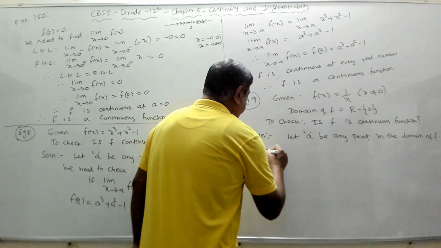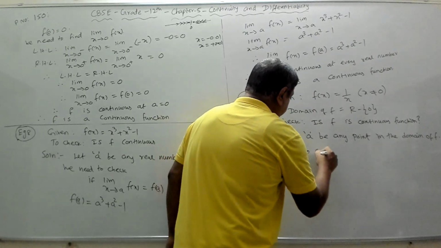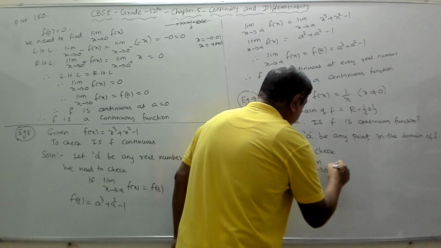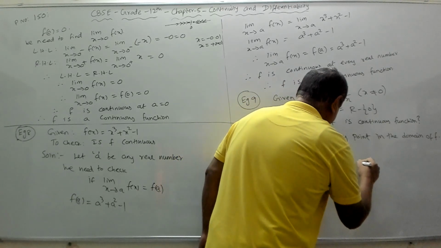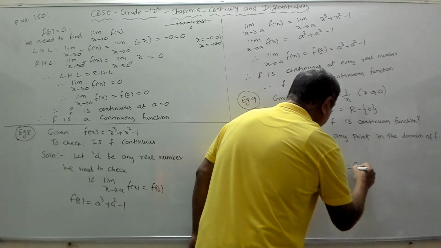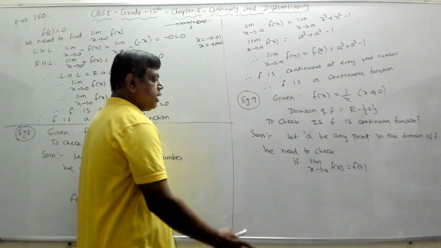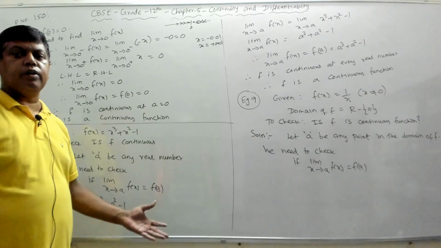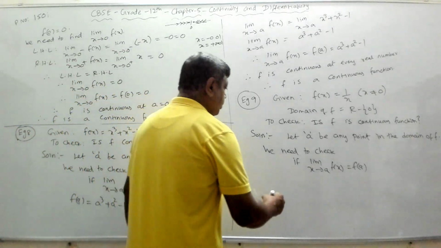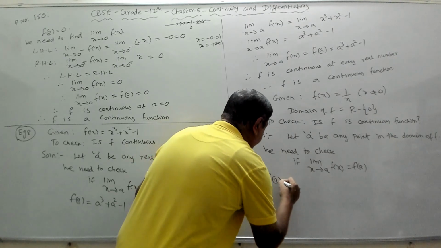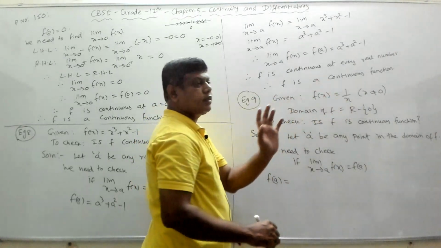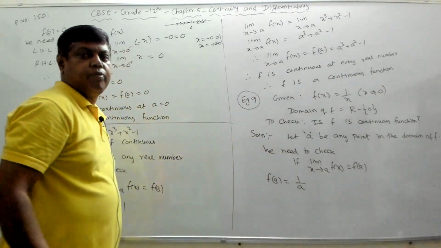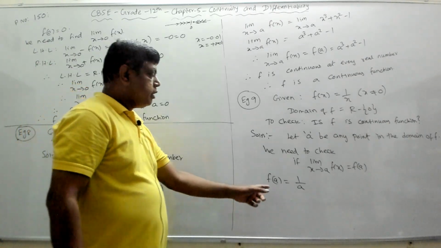Now we need to check if limit x goes to a, f of x equals f of a. We need to check this. If so, it is continuous. If not, it is not continuous. Now let's find what is f of a. What is f of x? f of x is 1 by x. When f of x is 1 by x, f of a will be 1 by a. And it is defined because a is not equal to 0.